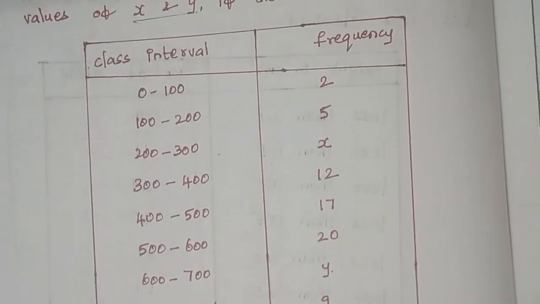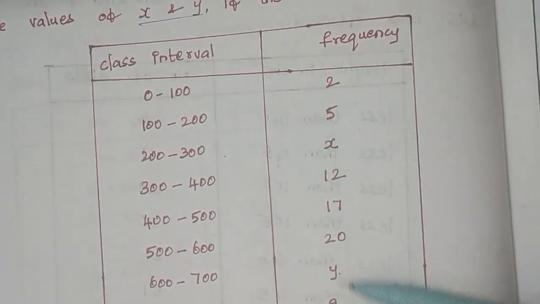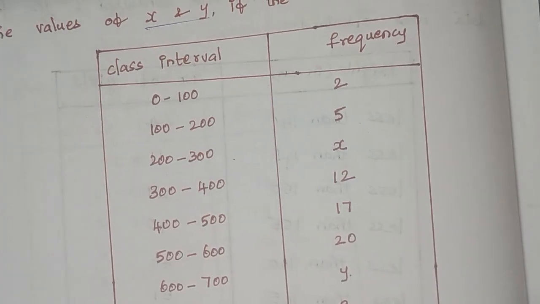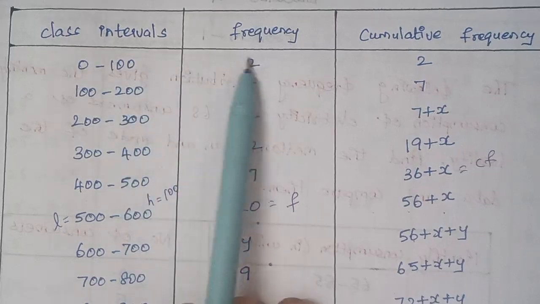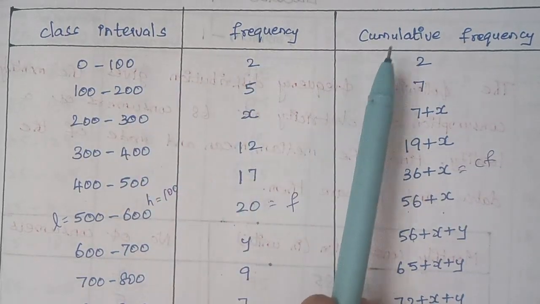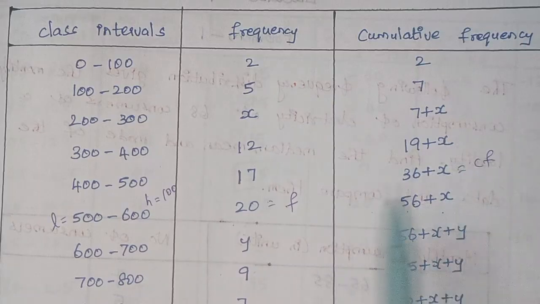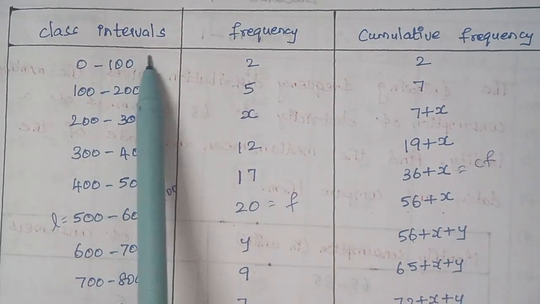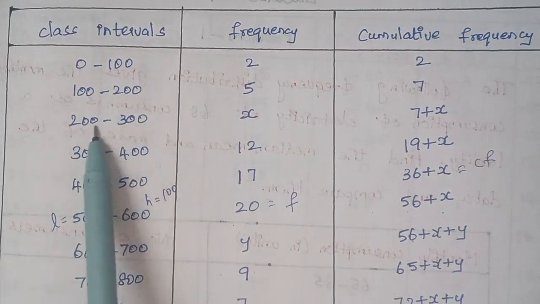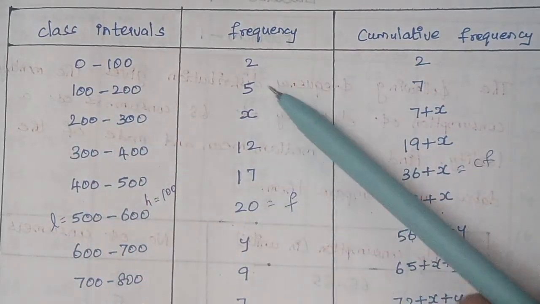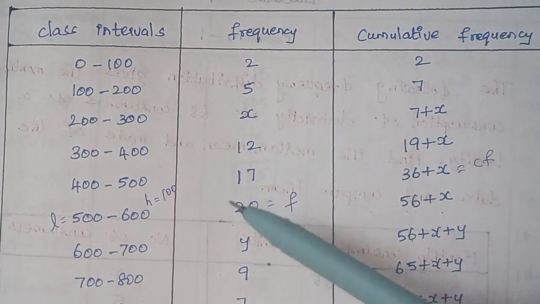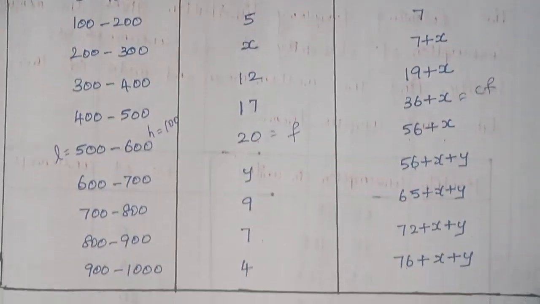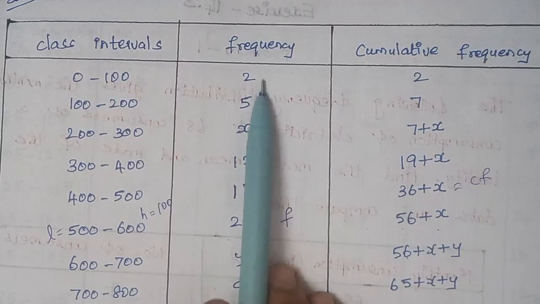In this tabulation, you see in frequencies we have the unknown values x as well as y. So now we are going to frame a new table. Here we have class intervals, then frequency, and the final one is cumulative frequency. When you look at these intervals, they are perfect: 0 to 100, 100 to 200, 200 to 300. And the values of frequency are randomly placed: 2, 5, x, 12, 17, 20, y, 9, 7 and 4. So this is the value of frequency.